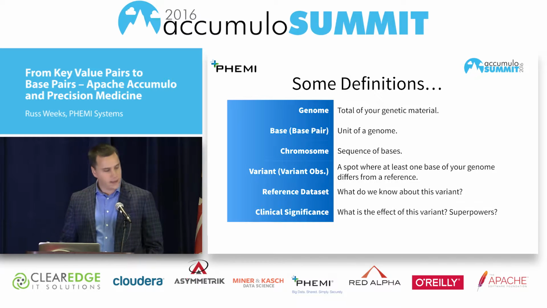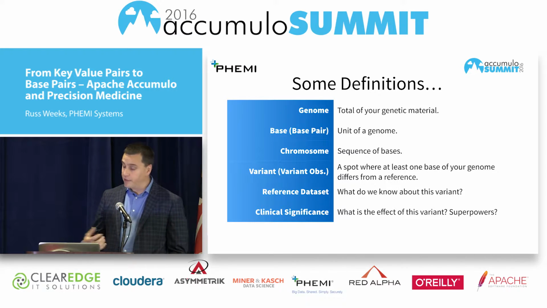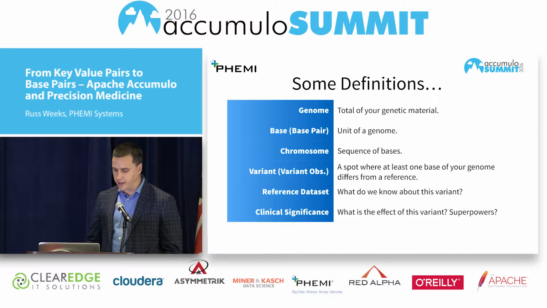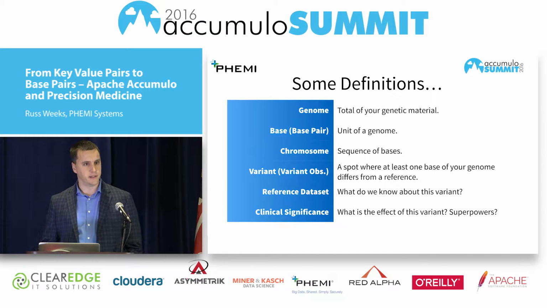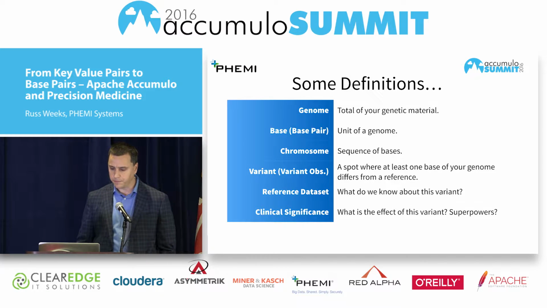So we have these variants. We can tell the ways in which you differ from a reference human genome. The question is, what meaning does each of those variants have? And this metadata about variants, has it been identified before? How significant is it? How frequently do we see it? And so on. This metadata is maintained in reference data sets.